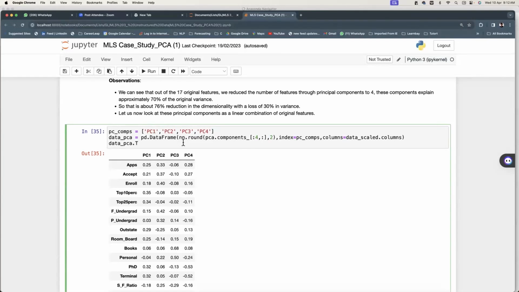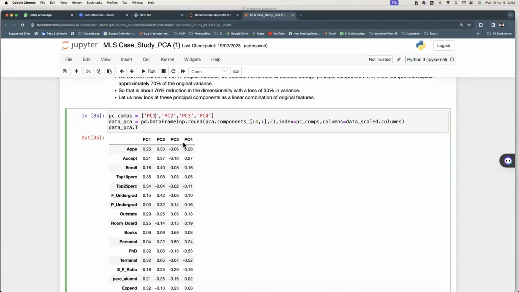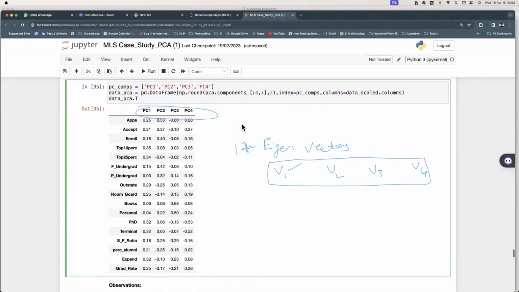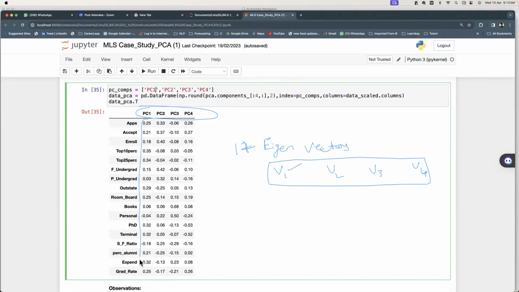And I'm showing you the eigenvector of each of these 4 principal components. So you know that 17 eigenvectors we will get. V1, V2, V3, V4. We will only deal with the first 4 eigenvectors because I have decided to take only 4 new dimensions. Okay, the first eigenvector is this, guys. Observe this properly. The first eigenvector is this one. This is the eigenvector.